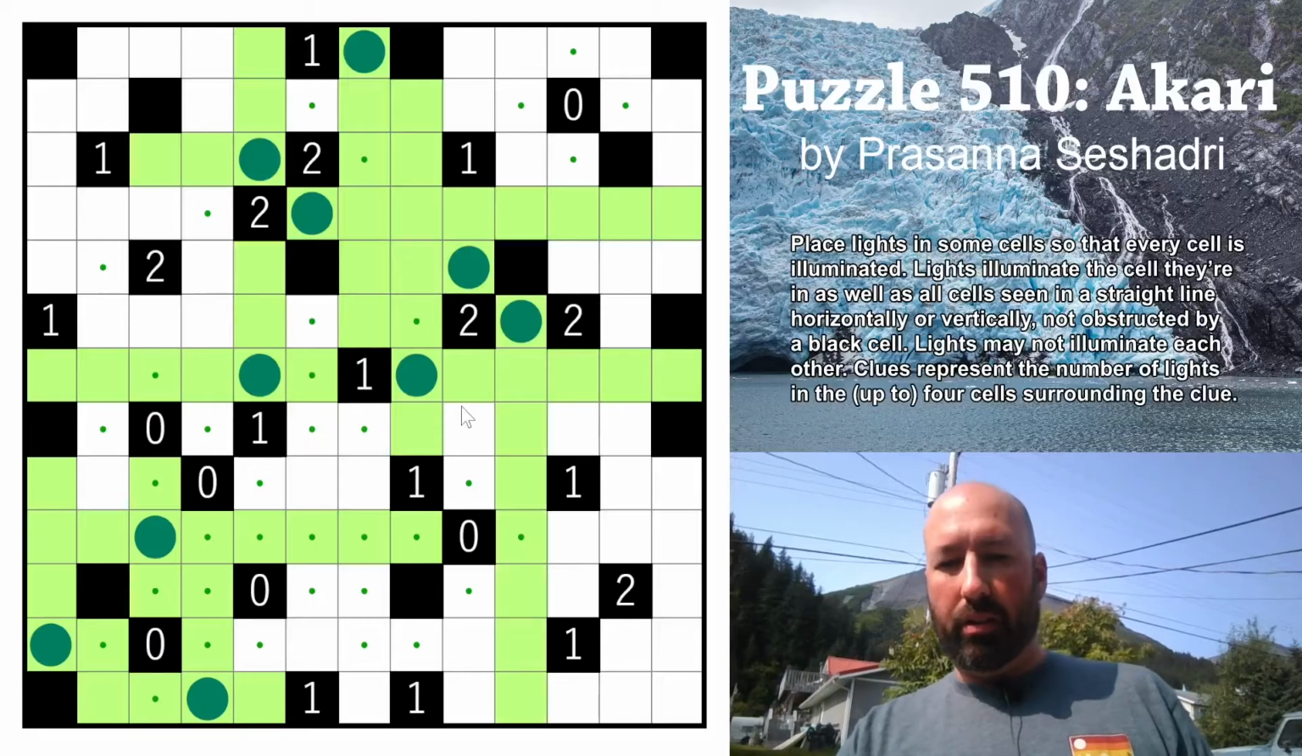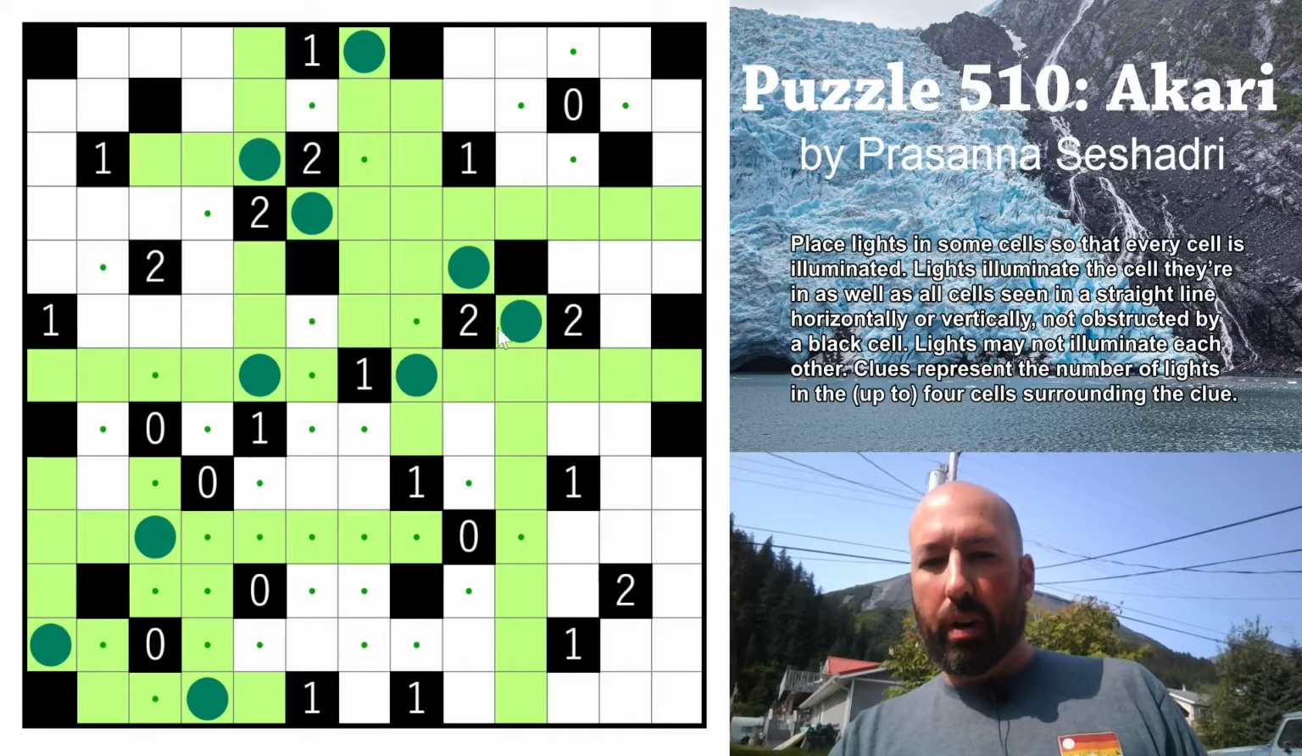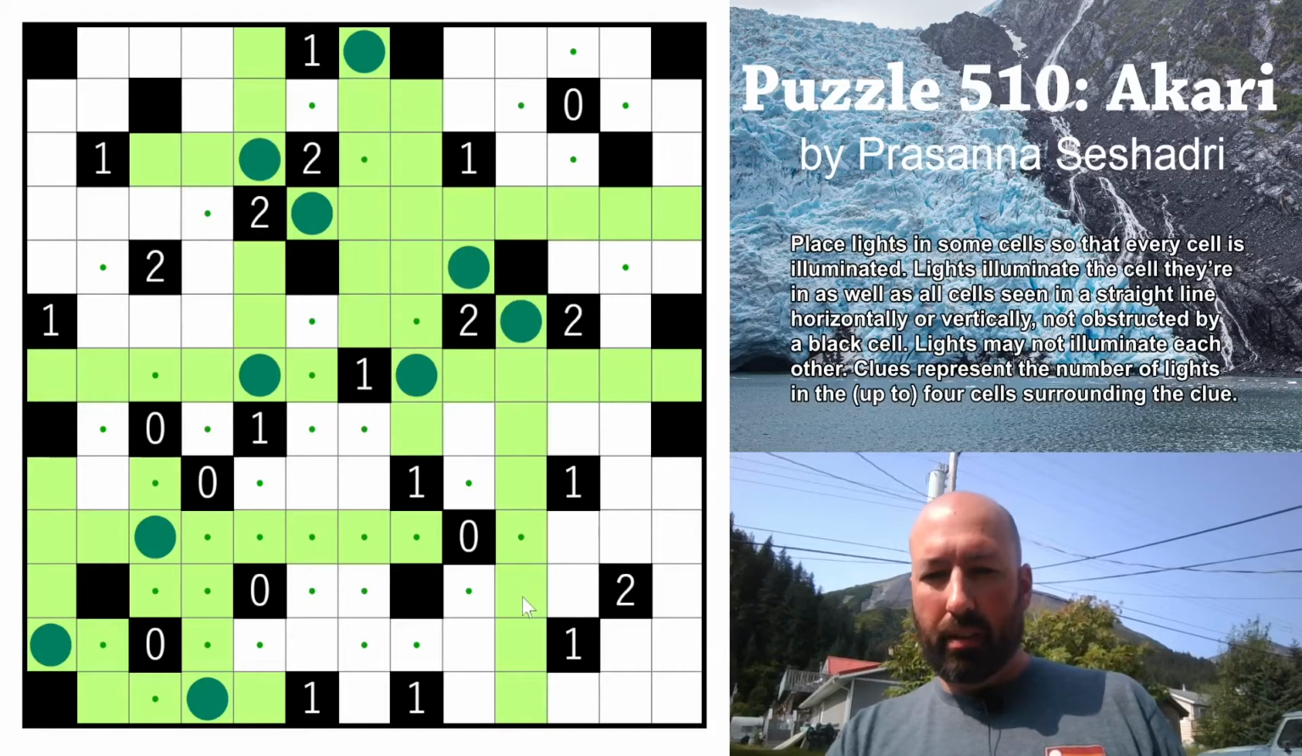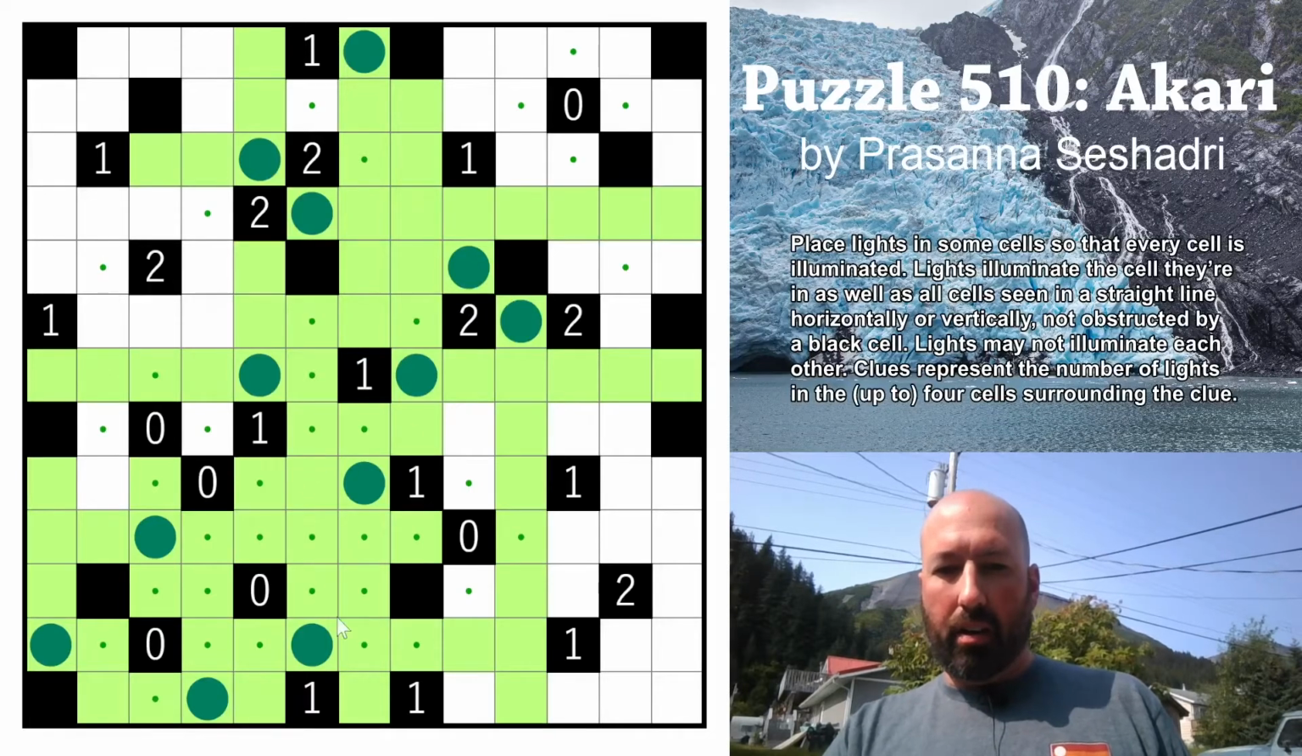Now this 2 only has two options. And now this 2 has one light already. One of these two is going to have to be a light. We can put a dot there. It's kind of turned it into a 1, effectively, because we've already satisfied one of the two. Now this one only has one option left. That fixes our ambiguity in those two columns there.